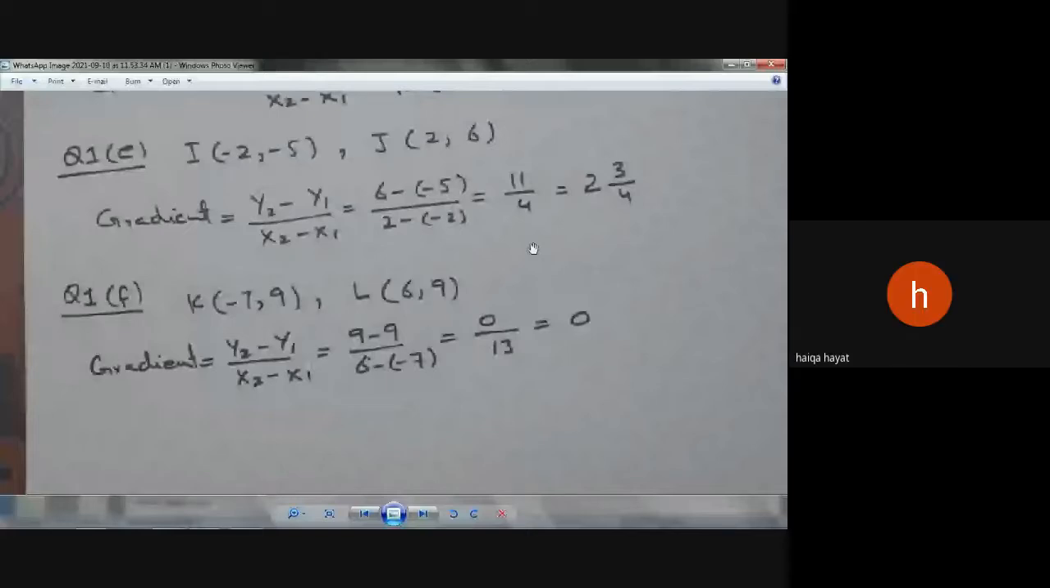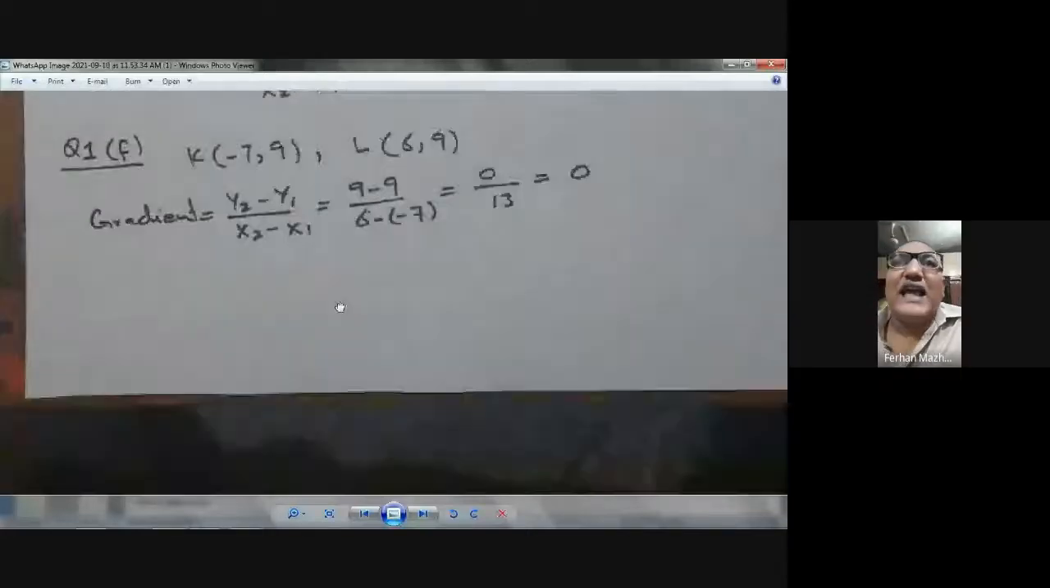Yes, sir. Okay, question number one, F part is showing up on your screen. It says K is minus 7 comma 9, L is 6 comma 9. We want to find out the gradient of the line which joins K and L. The formula for the gradient is y2 minus y1 divided by x2 minus x1.